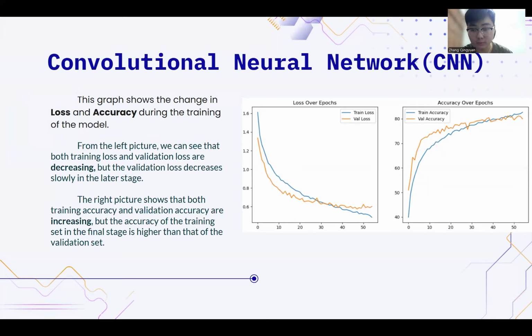Next. This graph shows the changes in loss and accuracy during the training of the model. From the left picture, we can see both training loss and validation loss are decreasing. For the right one, we can see the training accuracy and the validation accuracy are increasing, but in the final stage, it has a little overfitting.